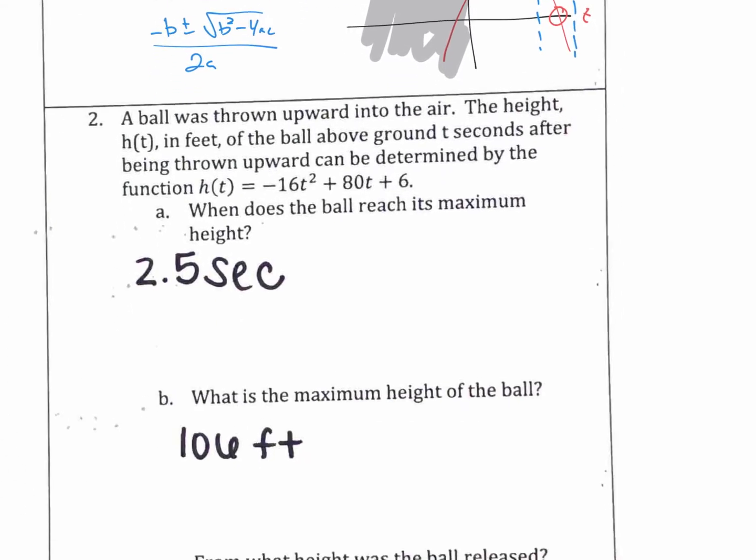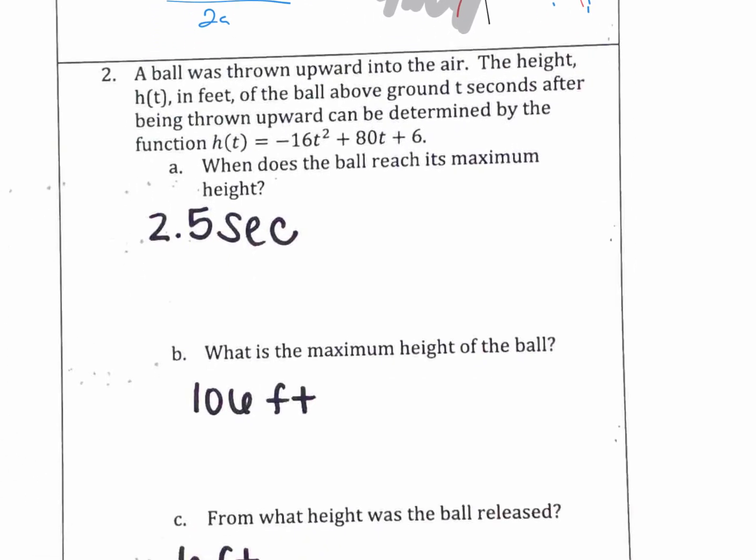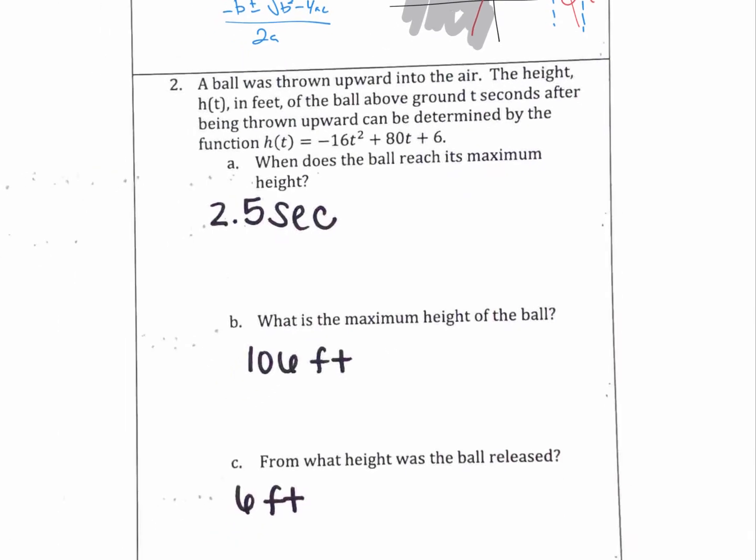Number 2, a ball was thrown upward into the air. The height can be given using the following equation. Well, this is just like what we've seen before.